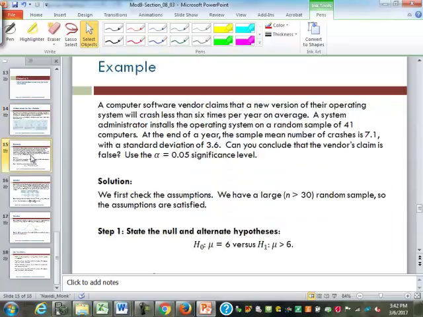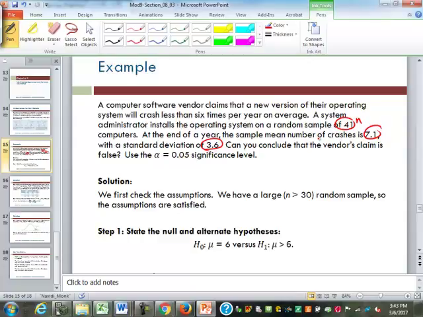Given this example, this is a software company. The new version of their operating system will crash less than 6 times per year on average. A system administrator installs the operating system in a random sample of 41 computers, that's n. The standard deviation of 3.6, that's our sample standard deviation, and a sample mean of 7.1. So the sample mean of crashes is 7.1 with a standard deviation of 3.6. Can you conclude that the vendor's claim is false?